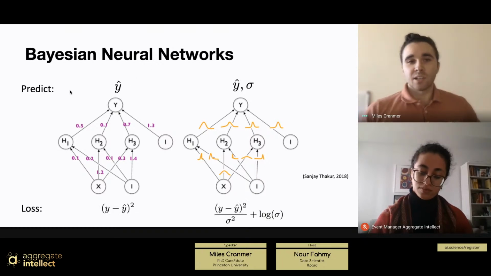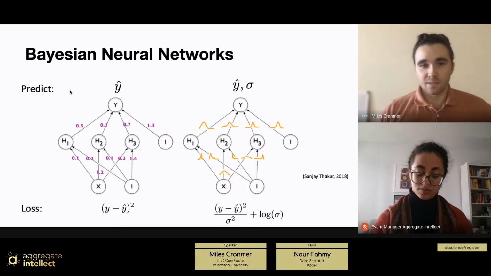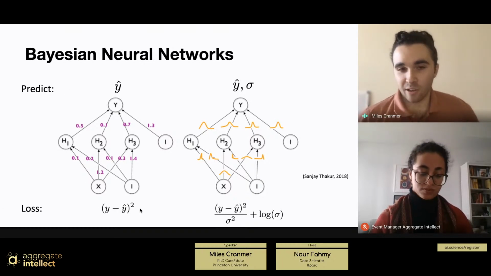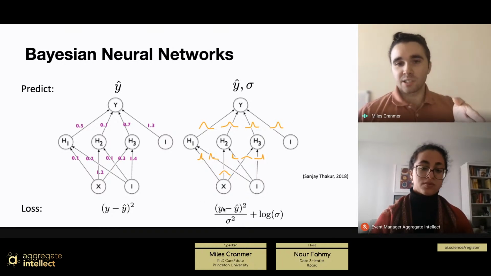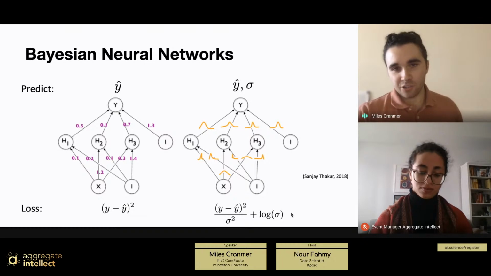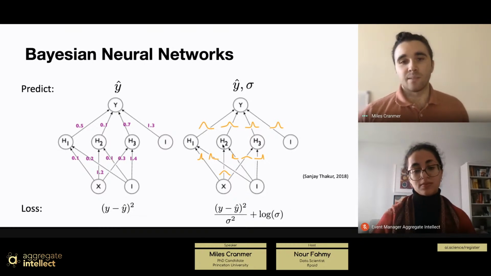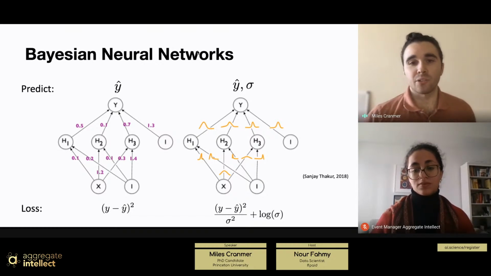The third step is you train it with the negative log likelihood. So this is if you fit this regular neural network with mean squared error loss. In a Bayesian neural network, you train with this loss. So it's the squared error divided by sigma squared plus log of sigma. So it's 2 times the negative log likelihood of a Gaussian. So you're optimizing the log likelihood. So it's like you're training this probabilistic model now.